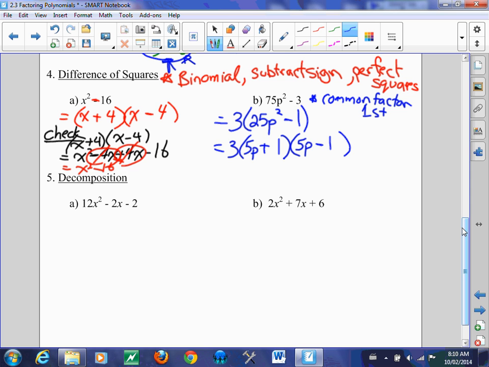Good factoring. Almost done. We saved the hardest for last, but some people get this method and it's not a big deal. Decomposition is used when a does not equal 1, so it's a trinomial. And remember, if a doesn't equal 1, therefore we're going to split the middle term and then factor by grouping.